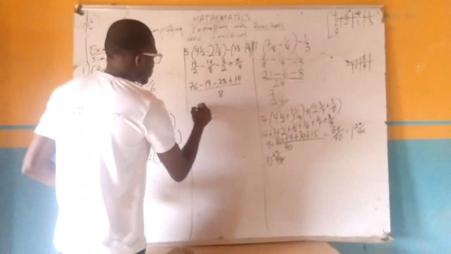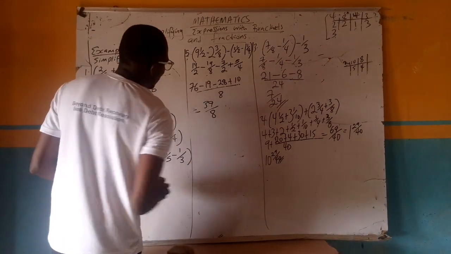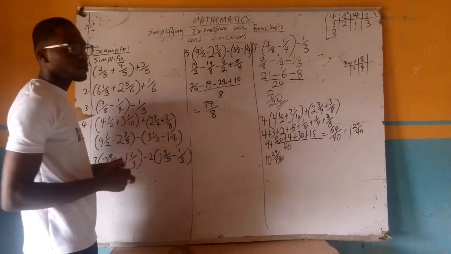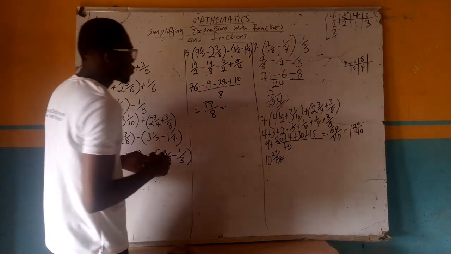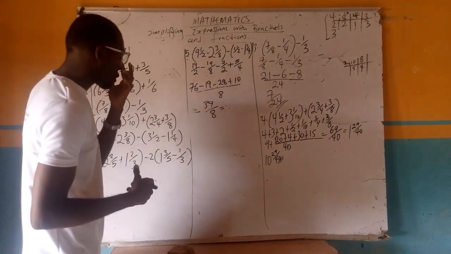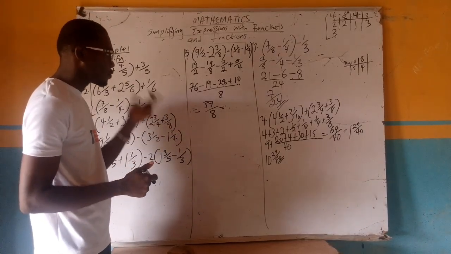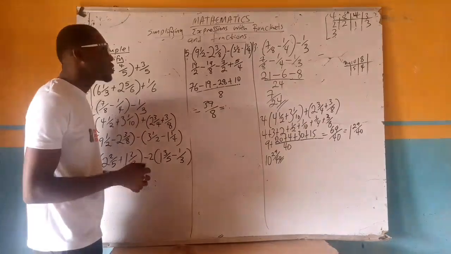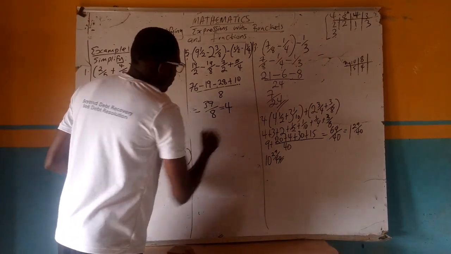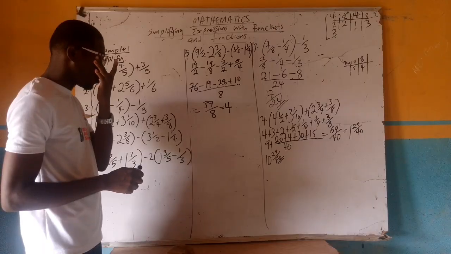Here we now have what? 39 over 8. Okay, 39 over 8. So we have to convert to a mixed fraction. Okay, so how many 8s can we find in 39? Remember that 8 times 5 is 40. So 8 will go 4 times. So 8 times 4 is 32.